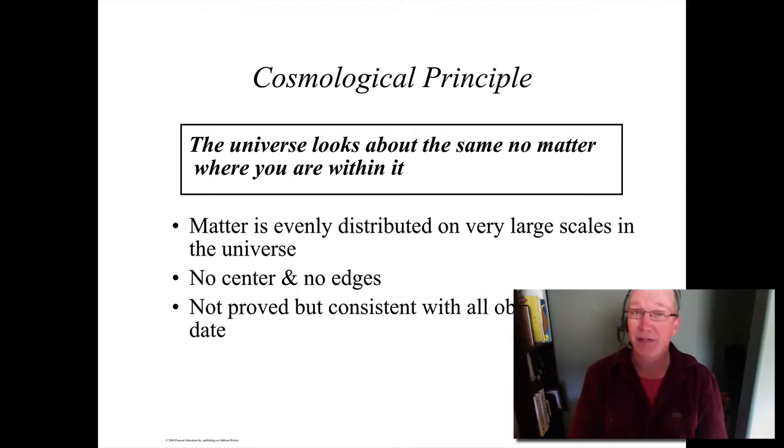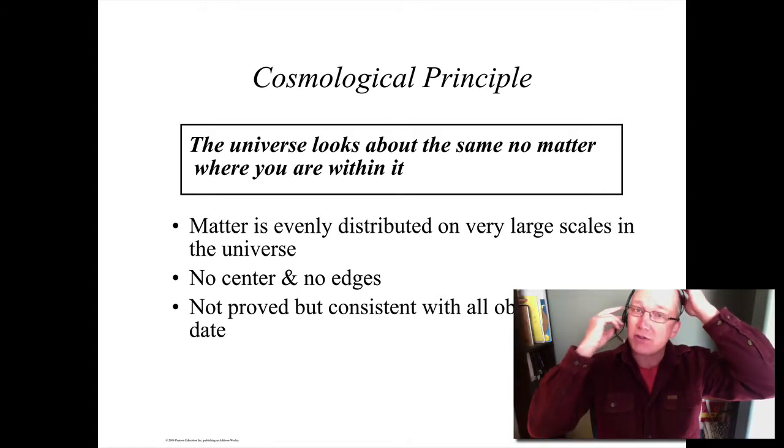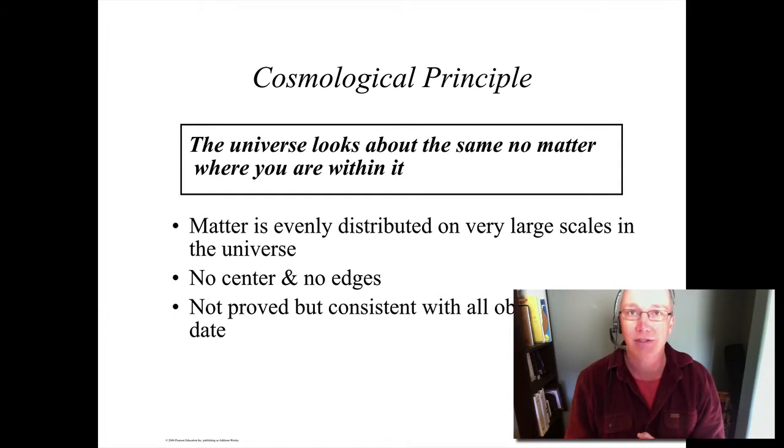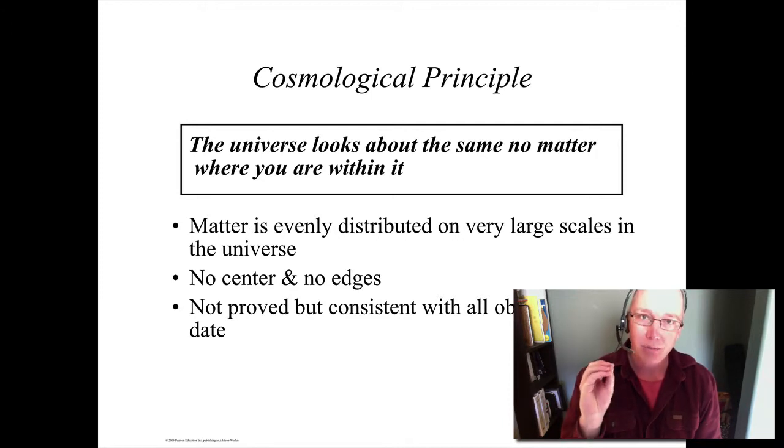The other reason is that if it isn't true, it means we're at the center of the universe, and that has never been shown to be correct, because the Earth isn't at the center of the universe, our sun is not at the center of the galaxy, the galaxy is not at the center of our cluster of galaxies, and so forth. So we take as a principle, as a basic premise, that the universe looks about the same no matter where you are in it. So what does that mean?